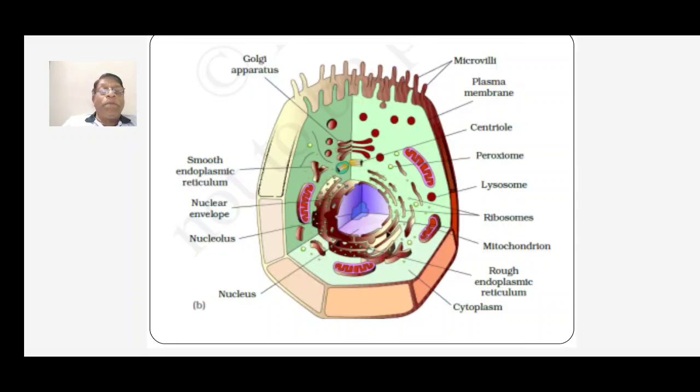So we have seen the plant cell and animal cell. Let us make some differences between the plant cell and animal cell.